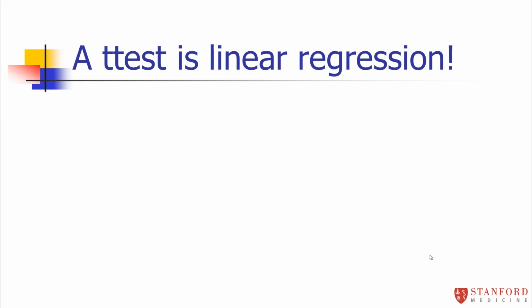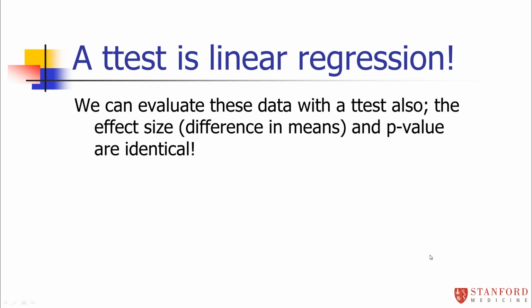Now I want to show you what would have happened had we just run these data in a t-test rather than bothering to get fancy and run a linear regression. Well, we would have got the same answer. Again, we have 2 groups. We want to compare means. We can evaluate these data with a t-test.